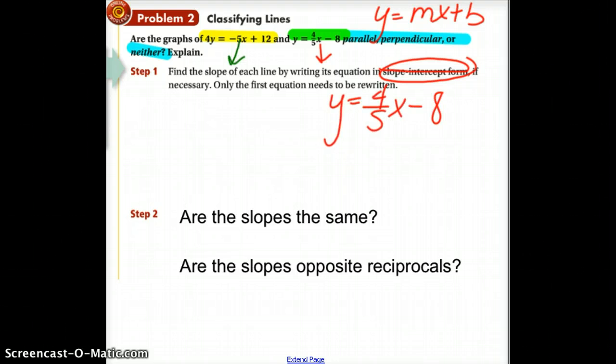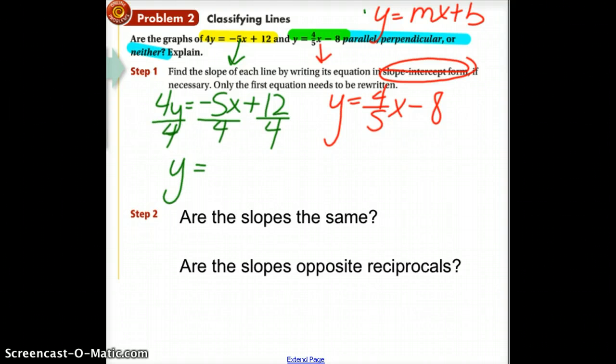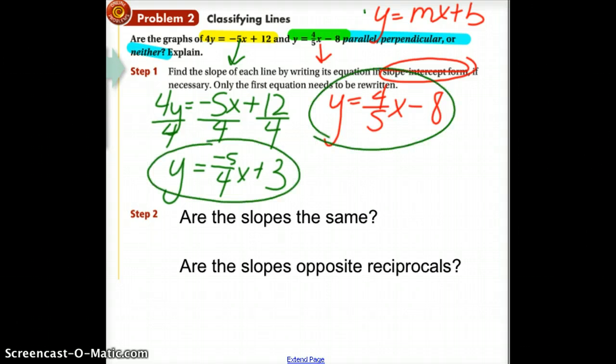However, this one, 4y equals -5x plus 12, I need to do some work before it looks like this. I'm going to divide by 4, divide by 4, divide by 4. Y equals -5/4 x plus 3. So here's my equation of my other line. We want to know if they're parallel, perpendicular, or neither.